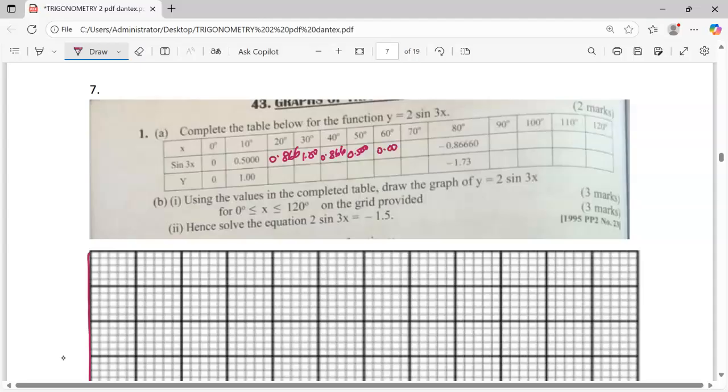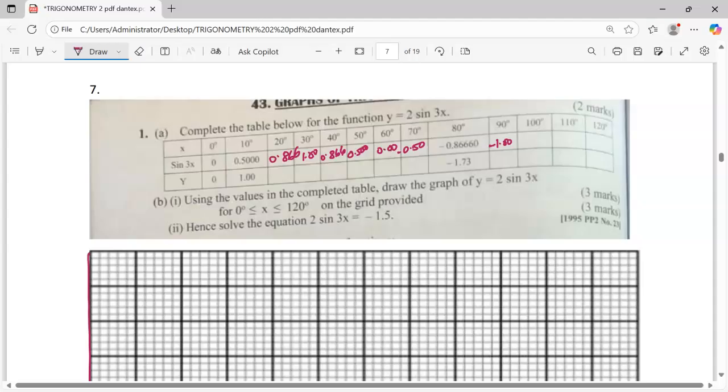Next we have 70 times 3, which is 210. Sin 210 will give us 0.50, and of course negative. 80 degrees will have negative 0.866. Then next is 90, so 3 times 90 will give us 270. Sin of 270 will give us negative 1, that is negative 1.00. Then we have 100, so it is 3 times 100, giving us 300.